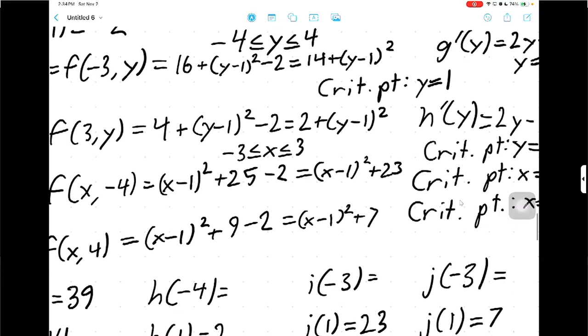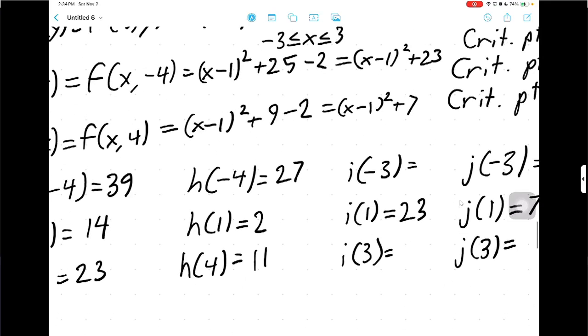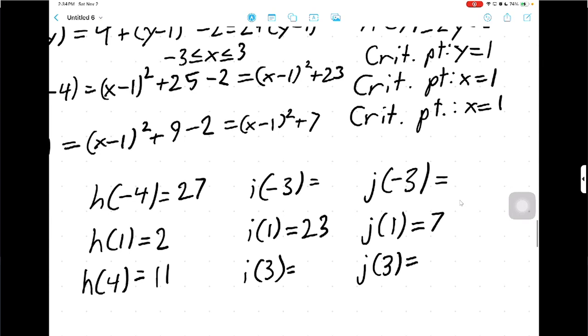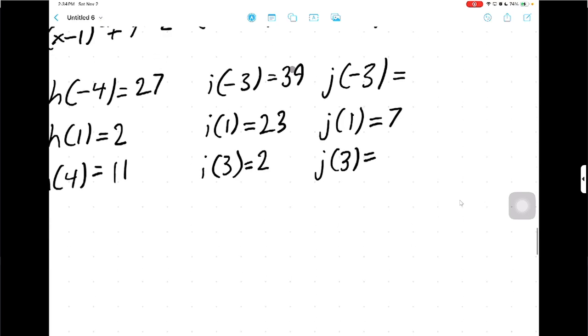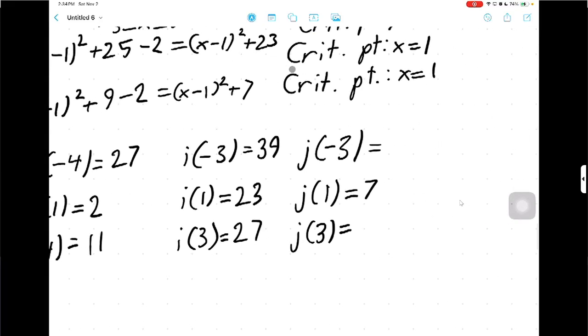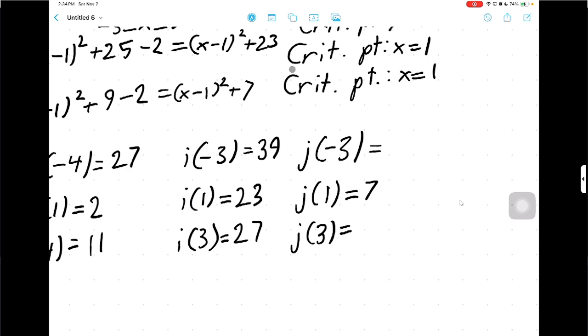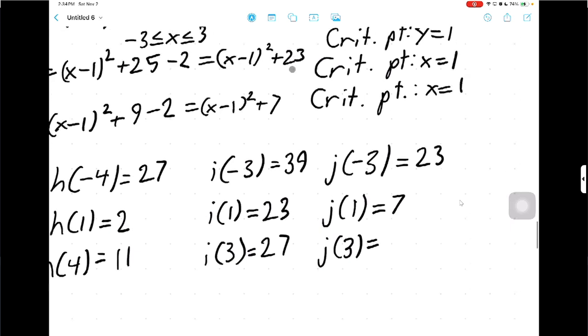H of -4 is going to be 2 plus 25. That's going to be 27. And then 11. I of -3, that's going to be -3 minus 1. That's going to be -4. 16 plus 23, which is also 39. And then I of 3 is going to be 27. J of -3 is going to be -4 squared, 16, 23. J of 3, 11.